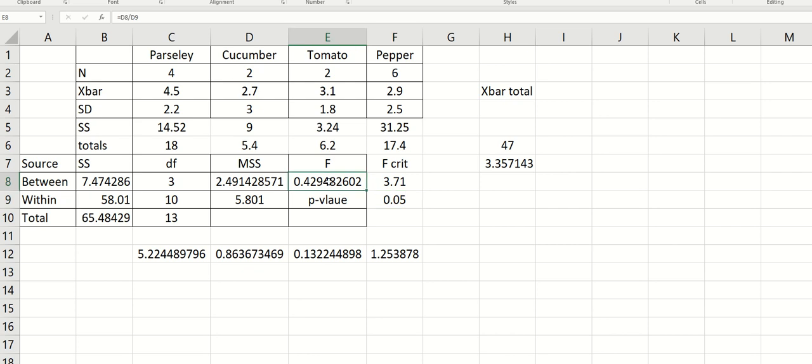And you can see that our f is less than the critical, meaning the calculated is less than the critical. That means the p-value is larger than alpha, and therefore we're going to fail to reject, and we're going to declare that there's no difference in the average microbial load between these different types of produce, and the difference observed is due to chance only. Okay, I hope you find this example to be helpful.